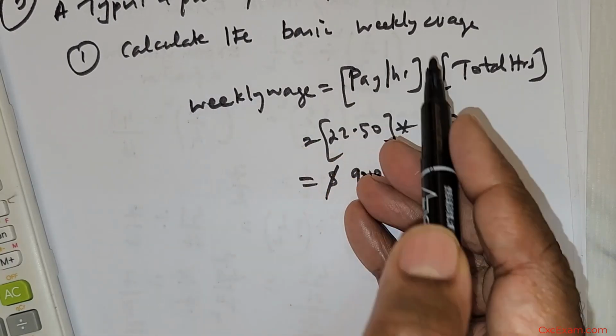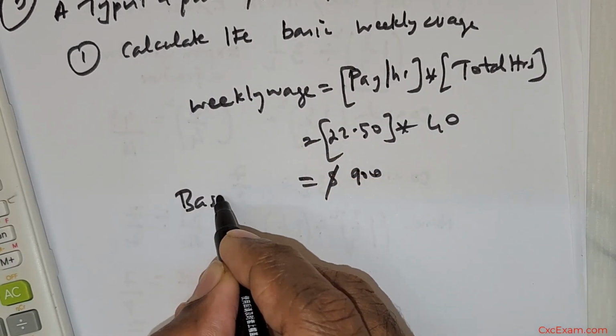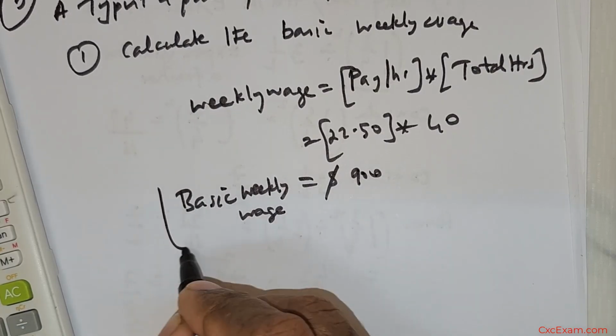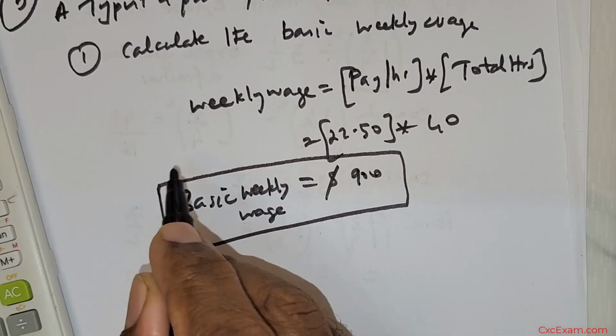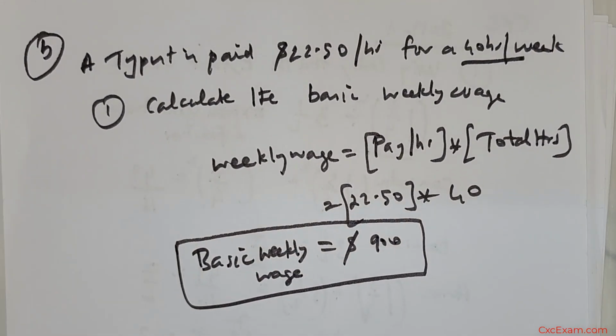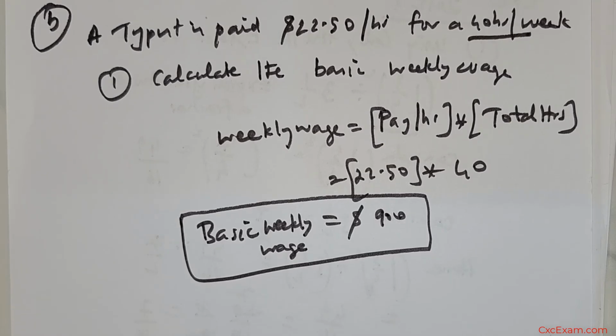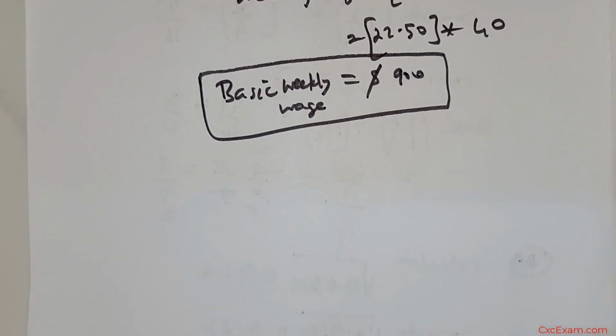So calculate the basic weekly wage. Write this down, basic weekly wage, and you put this in a box so that the examiner knows that you are aware of the requirement. Now we move on to the next one.